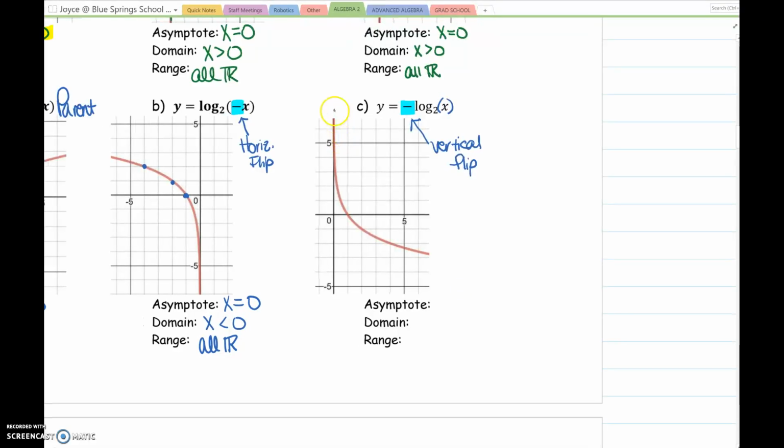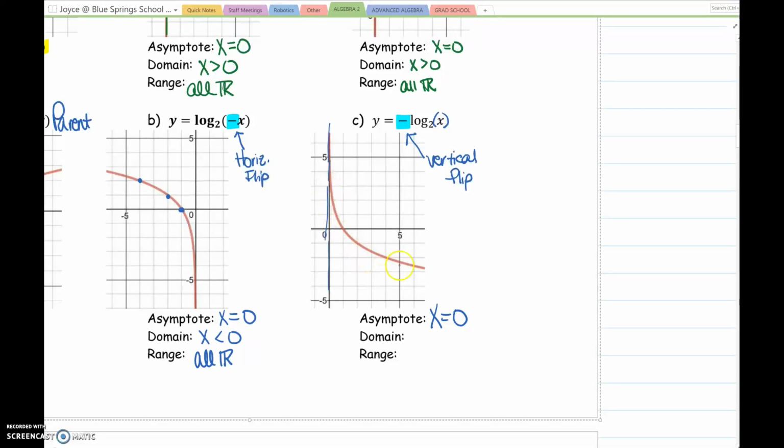This vertical flip doesn't affect the asymptote, and honestly, it doesn't affect the domain and doesn't affect your range. Your asymptote is still x equals 0. The points are still on the right side of that asymptote, so your domain is x is greater than 0, and your range is all real numbers. If I gave you a page full of log graphs, do you feel like you could pick out the asymptote, domain, and range for all of them?